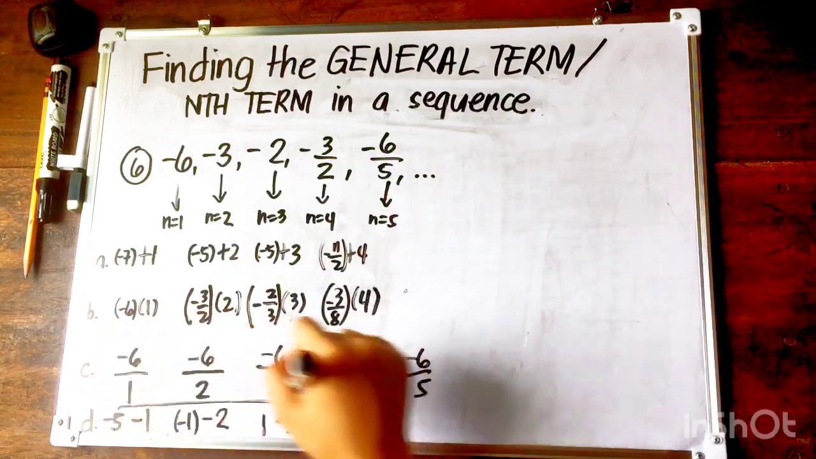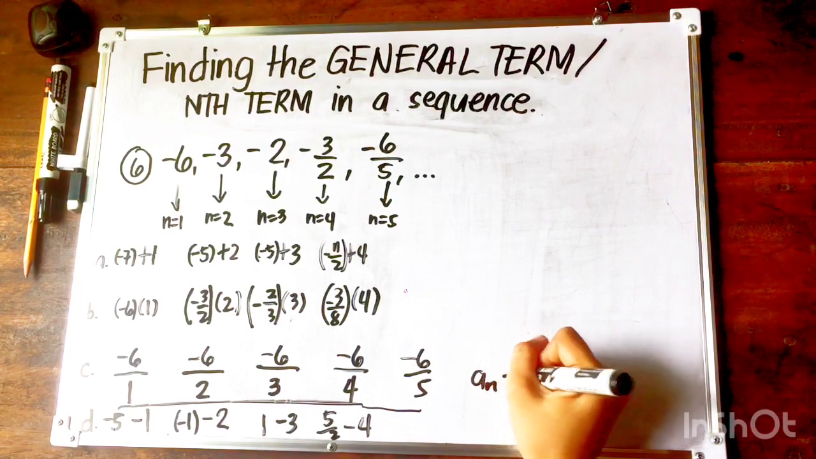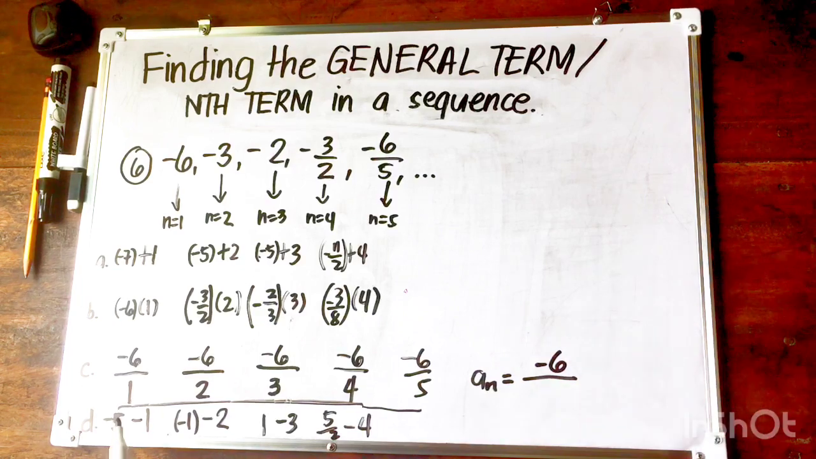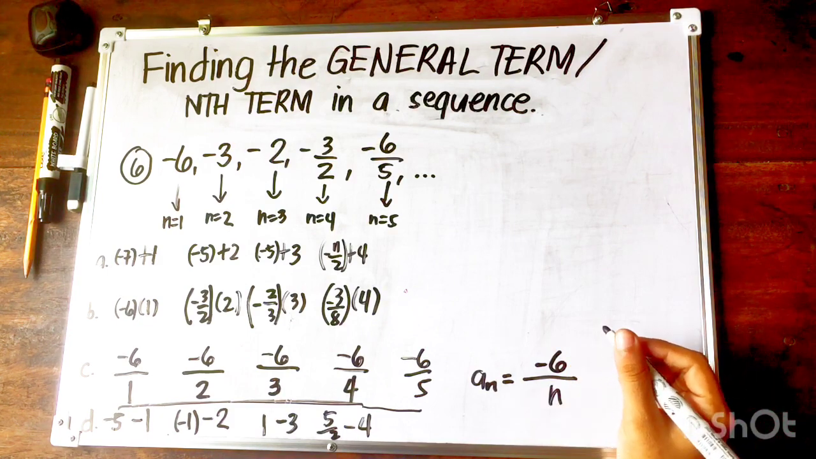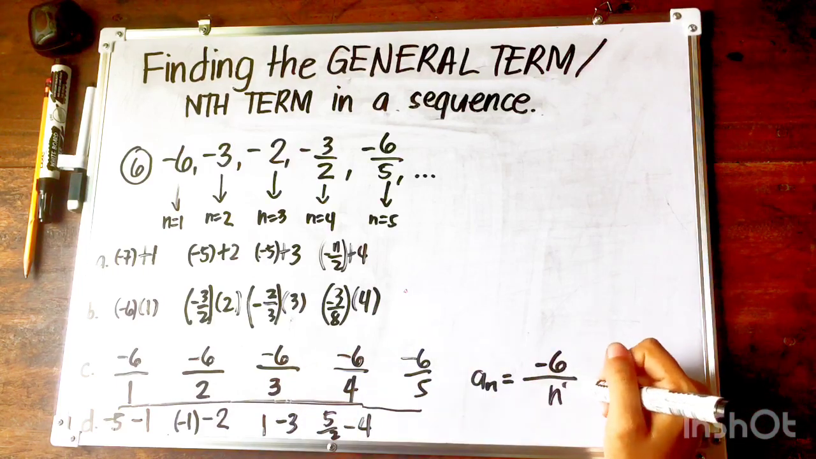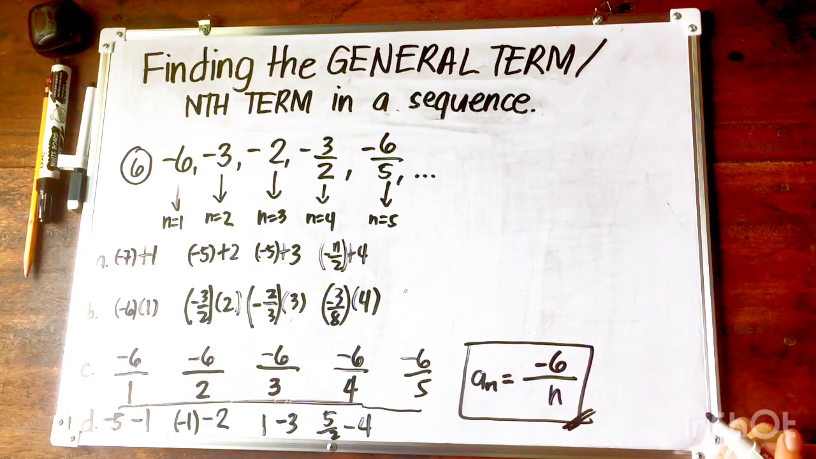So, if you're going to generalize this, generalize natin to. Since consistently siya negative 6, so negative 6 in numerator. Yung n, di ba these are n? First term 1, second term 2, third term 3, fourth term 4, fifth term 5. So, this is just n. Okay? So, based on our observation, to generalize this is just negative 6/n. So, that is our general formula.